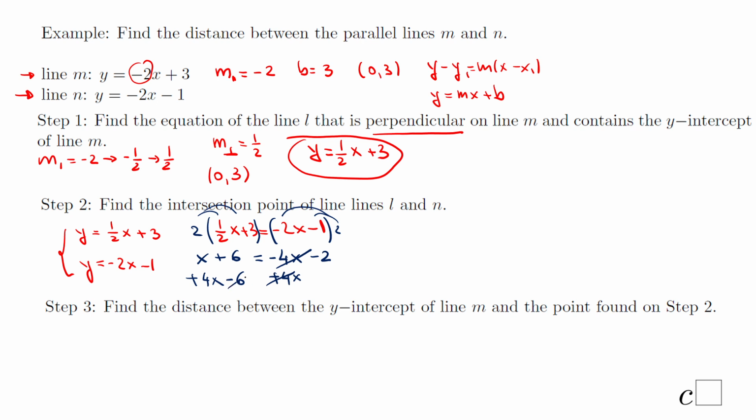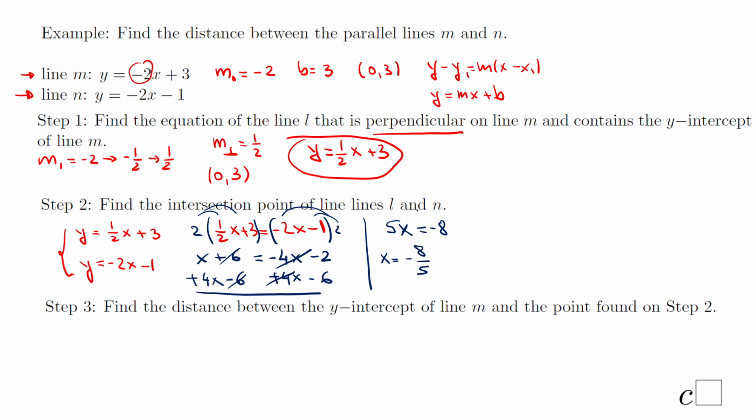Minus 6 to get rid of this plus 6. And let's see what we get. We're going to move right here. Now we have x plus 4x, that is 5x. And then we have negative 2 minus 6, negative 8. So we're going to divide by 5 and we have an x of negative 8 over 5.